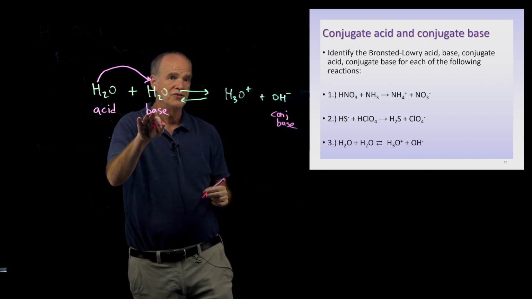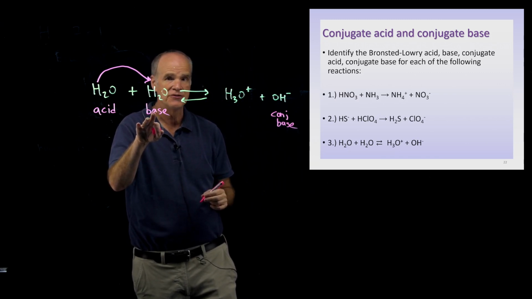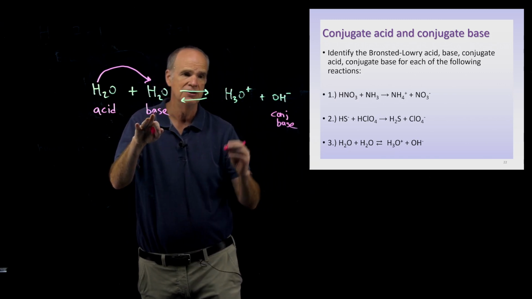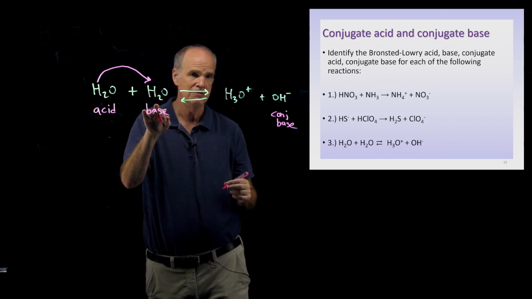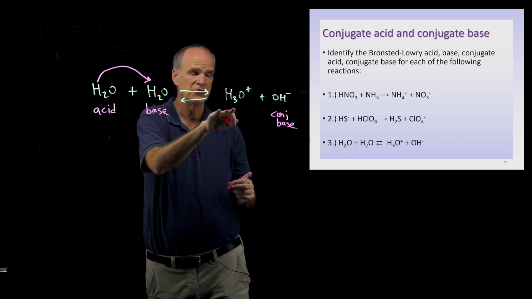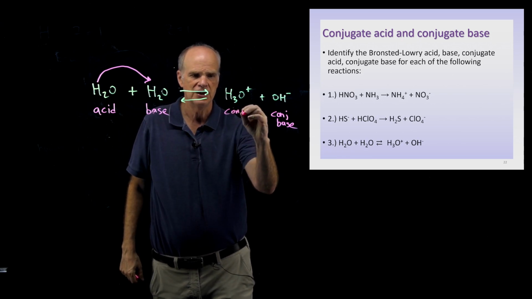And here, what the base becomes after it has gained a hydrogen ion is going to be hydronium, right? So we have water gaining the hydrogen ion. It becomes H3O+. So this is the conjugate acid.